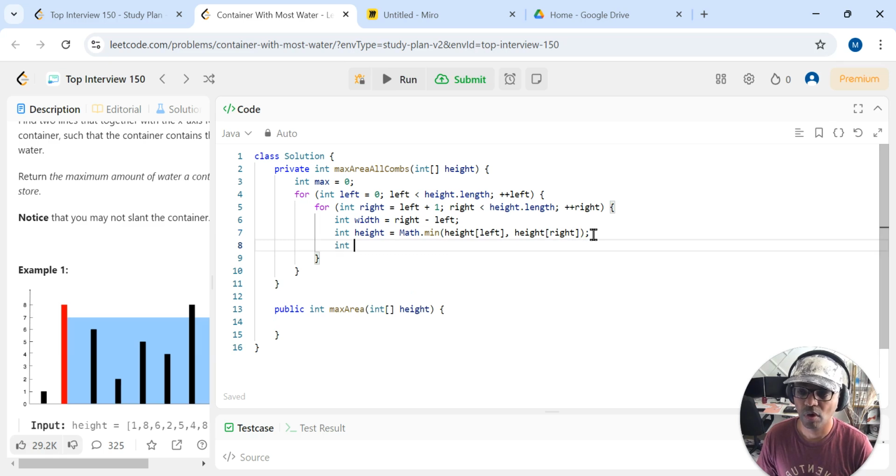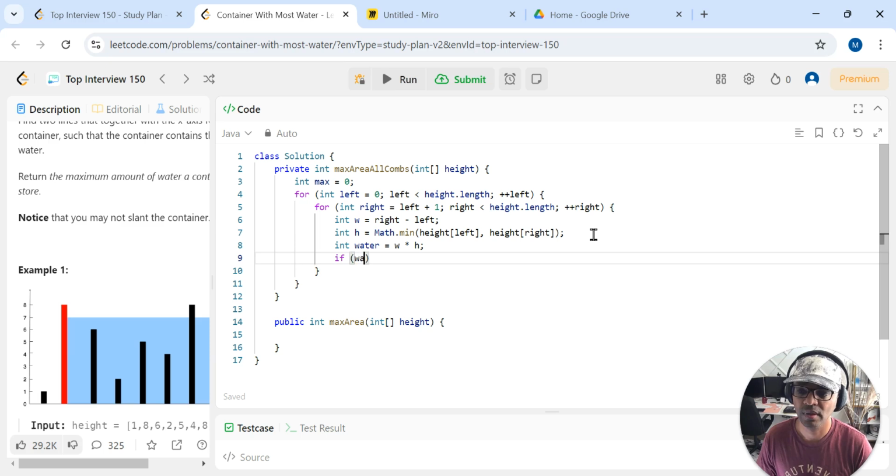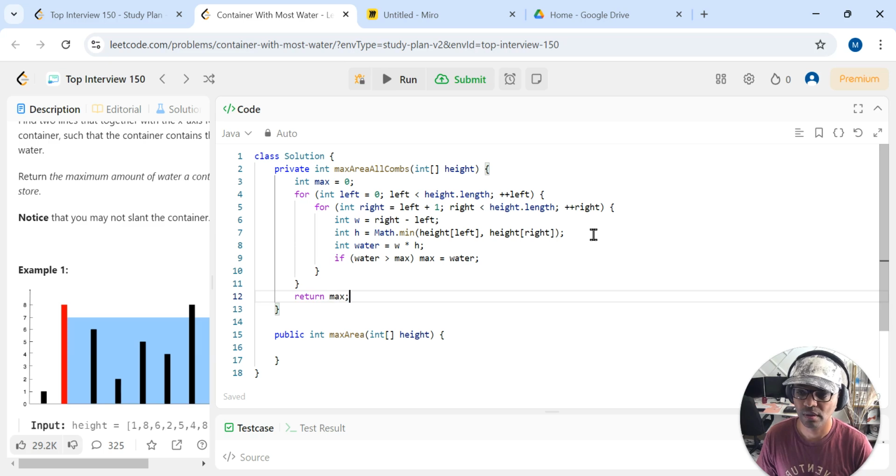Okay, and then how much water can that hold? So we say, int water equals, actually height is already defined. I'm going to just call them h and w, right? So w times h, and then we say if that is better than max, which means we found a container which can hold more water than the best so far, then we update the maximum, right? And that's pretty much it. This should pretty much work, right?